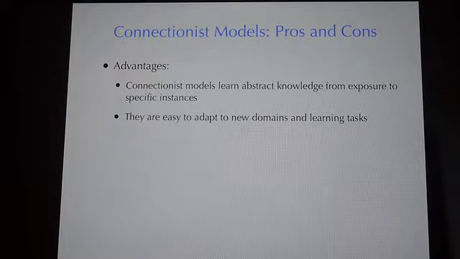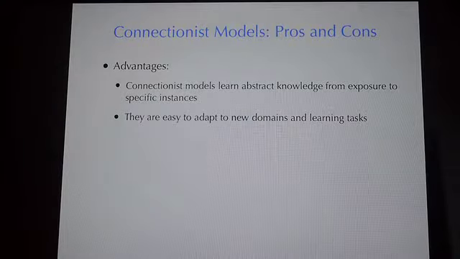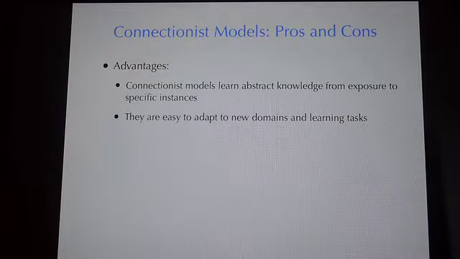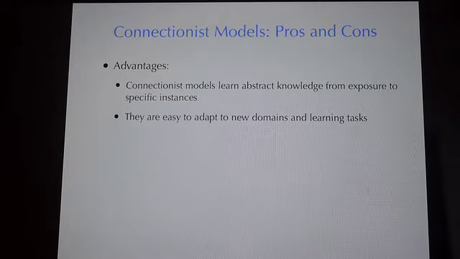So connectionist models have certain advantages. They, first of all, learn abstract knowledge from exposure to very specific instances. So they learn from experience by observing what input leads to what kind of output, but they are actually able to generalize these instances to a more abstract level. They are also easy to adapt to new domains and learning tasks. So in a sense, they are very flexible in terms of their learning mechanism and the represented knowledge, similar to what the human brain actually shows.